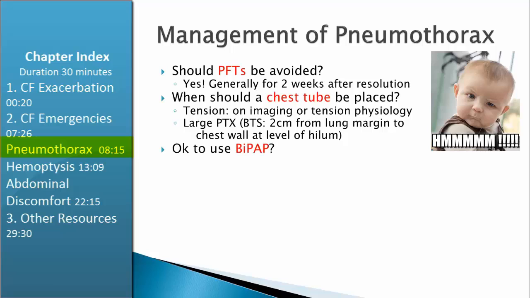Is it okay to use BiPAP? As I mentioned, a lot of the patients who get pneumothoraces are older and sicker CF patients, so many of them are on BiPAP at night. But no, you should try to avoid this, particularly if the patient does not have a chest tube in, because like the other things we discussed, this can increase the intrathoracic pressure.